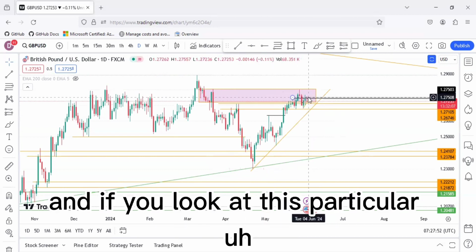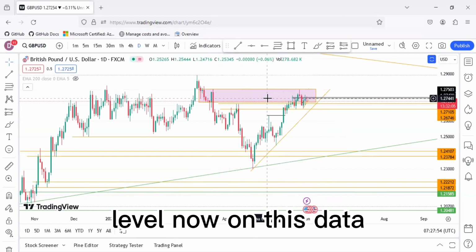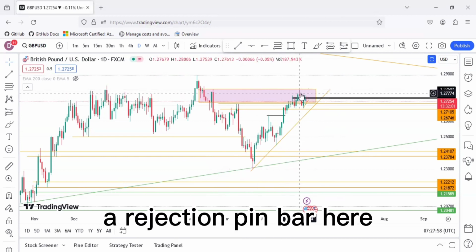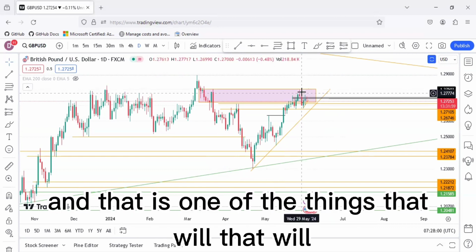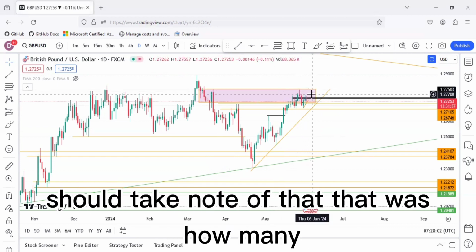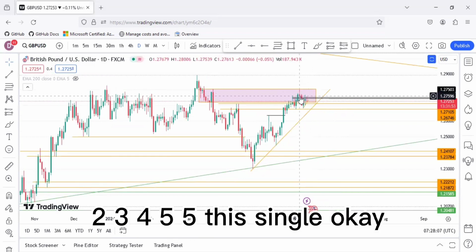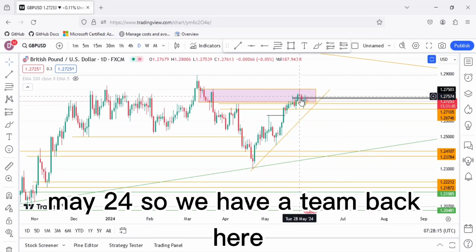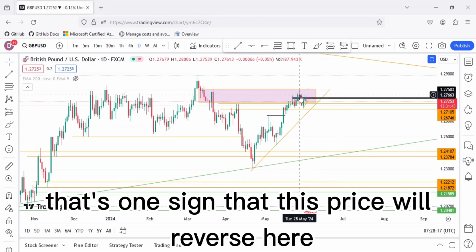And if you look at this particular level now on this daily time frame, you can see that we have a rejection pin bar here, and that is one of the things that we should take note of. That was how many days ago? 1, 2, 3, 4, 5 days ago. Okay, that was Tuesday, 28th May 24. So we have a pin bar here. That's one sign that this price will reverse here.